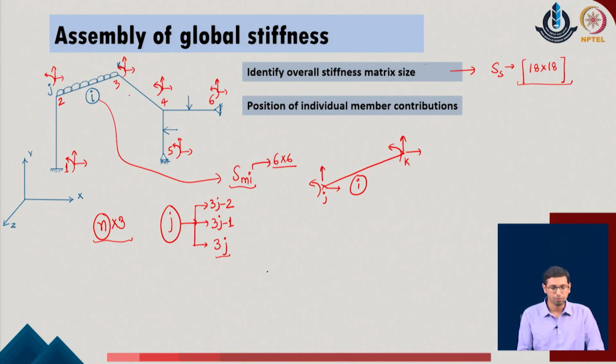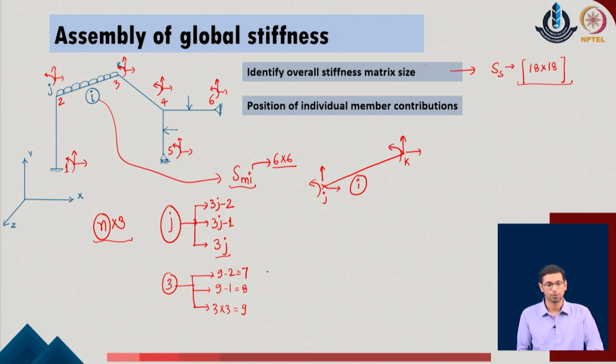If I go to the joint number 3 of the given system, the individual degrees of freedom which I should get at that particular joint should be 3 into 3, which is the degree of freedom number 9, and then 9 minus 1 which is 8, and 9 minus 2, which is 7 in the given system. So, if I just number the systems, this is 1, 2 and 3, 4, 5 and 6, and this is 7, 8 and 9 in the given problem.